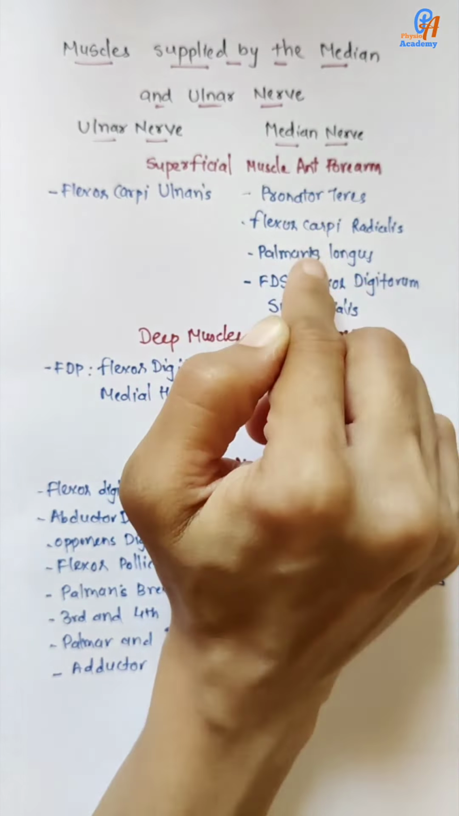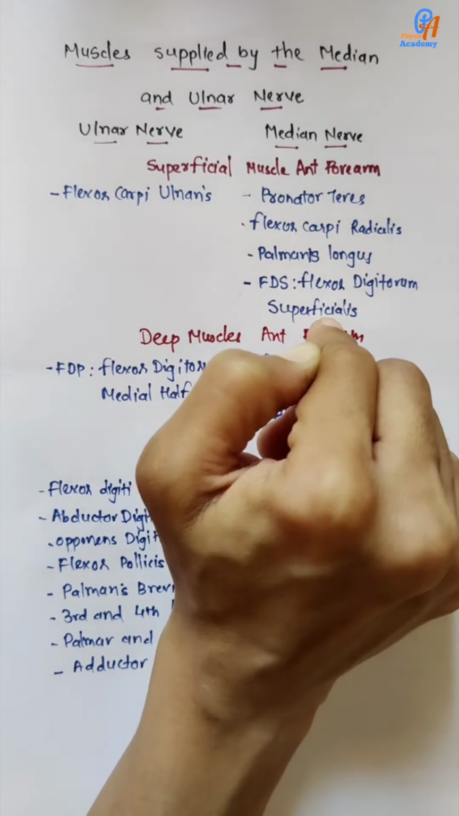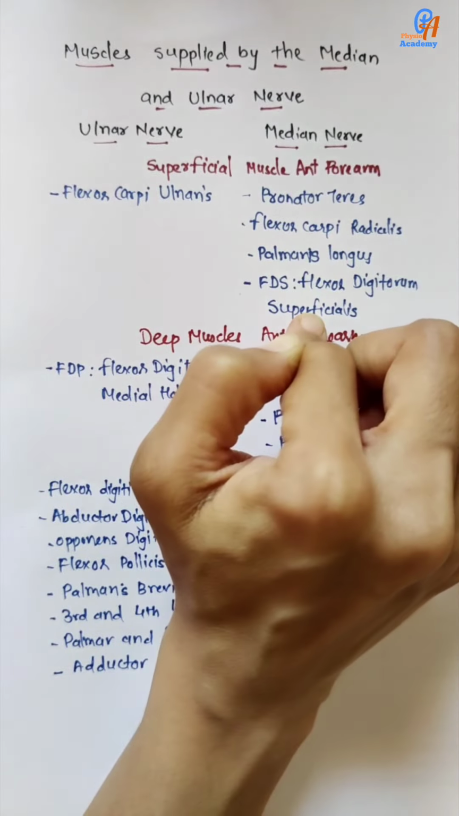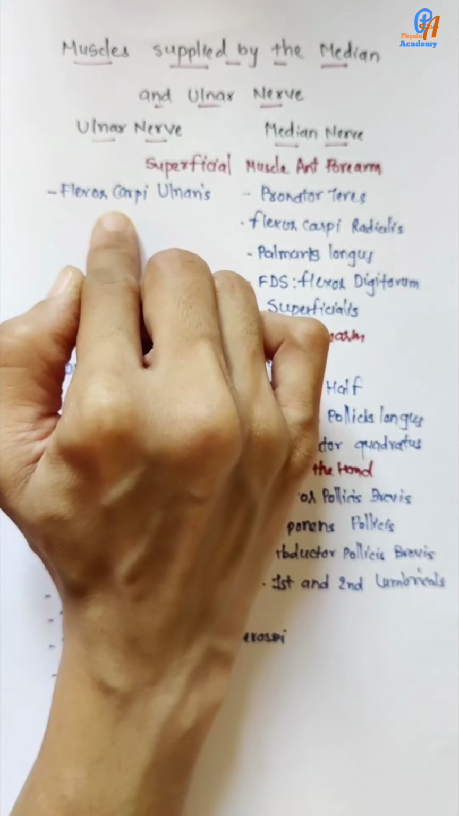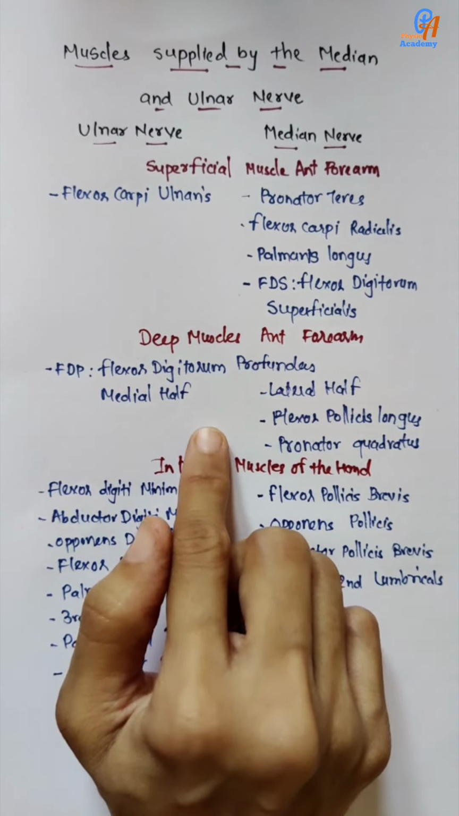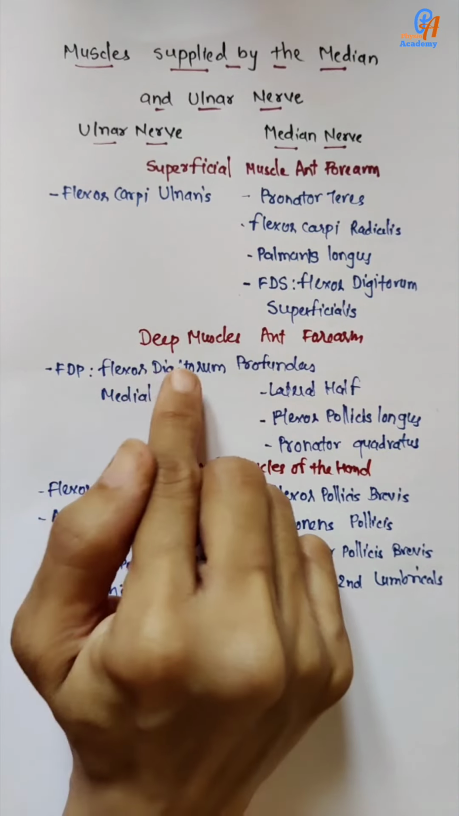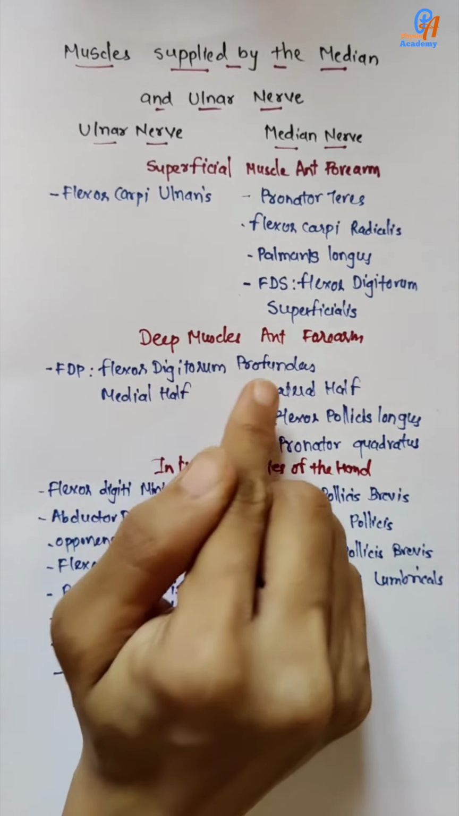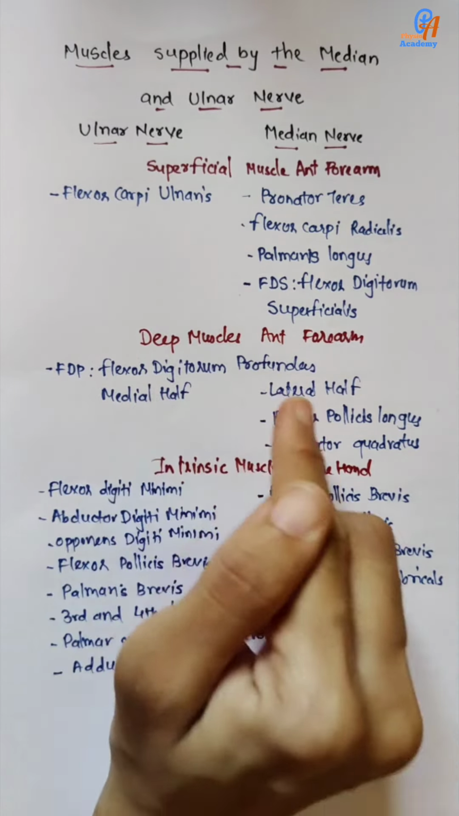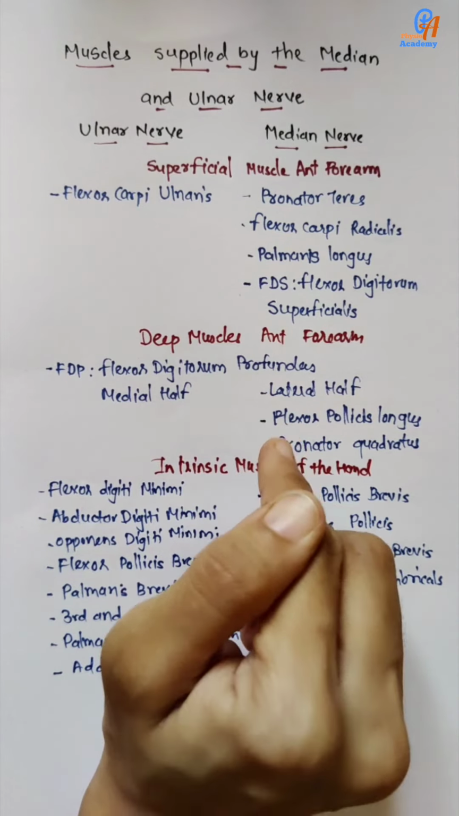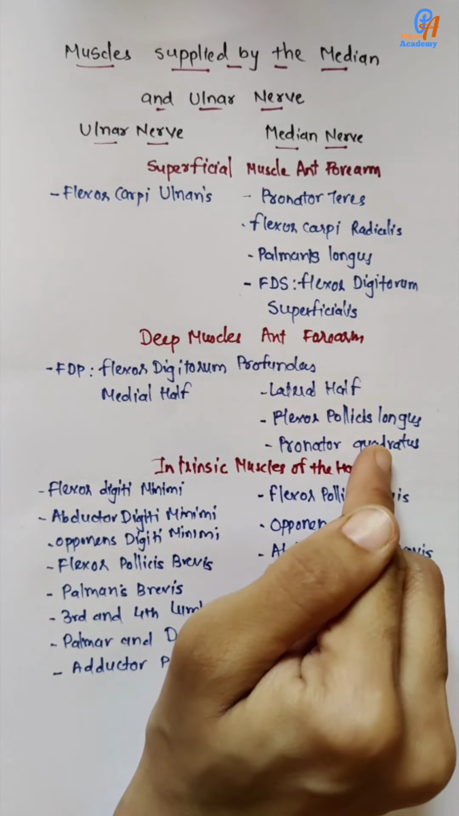Pronator teres, flexor carpi radialis, palmaris longus, and flexor digitorum superficialis: these 4 muscles are supplied by the median nerve. Only flexor carpi ulnaris is supplied by the ulnar nerve. In the deep muscles of the anterior forearm there are 3 muscles. The first is flexor digitorum profundus, supplied by both the ulnar and median nerve. The medial half is supplied by the ulnar nerve and the lateral half by the median nerve. The next are flexor pollicis longus and pronator quadratus.